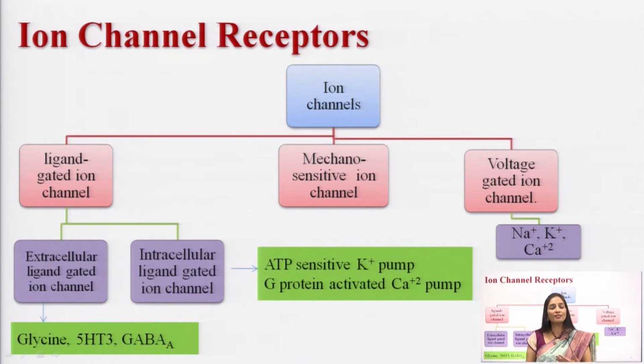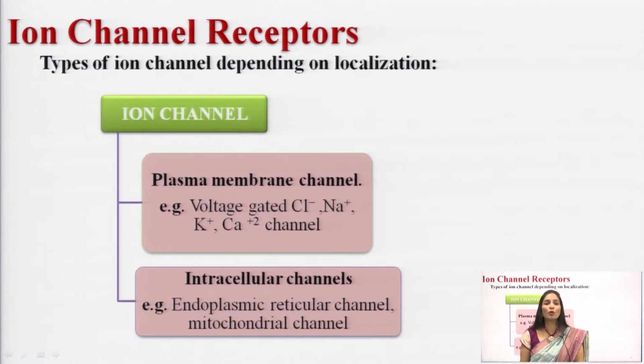And what about the intracellular ligand gated channel? For example, G protein activated calcium channel and ATP sensitive potassium channel fall under the intracellular ligand gated channel. And what about the voltage gated channel? Sodium channel, potassium channel, calcium channel, right. These are the voltage gated channels. And depending upon the localization, the ion channel has been classified into two types.